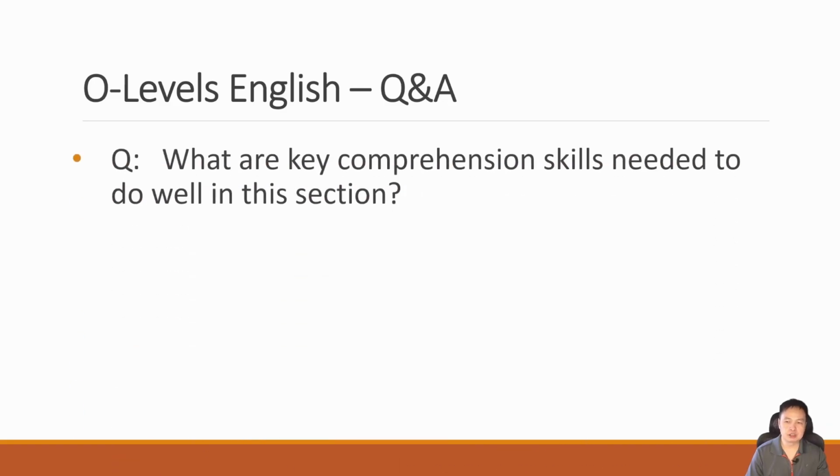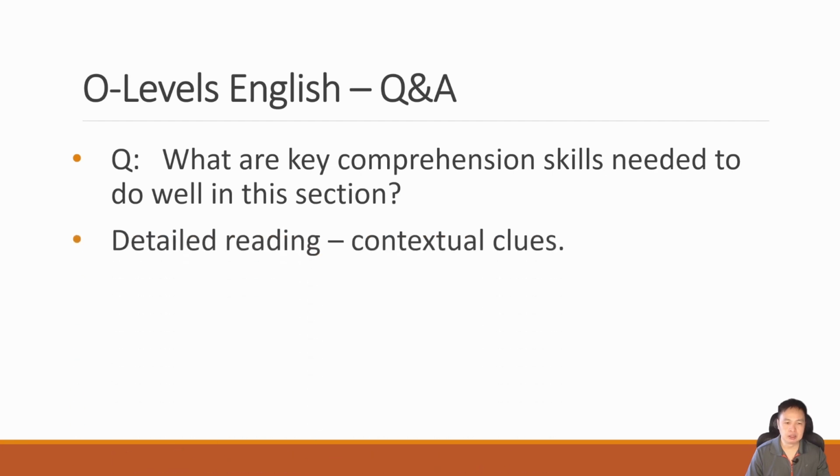What are some key comprehension skills needed to do well in this section? Detailed reading, looking out for contextual clues. I think this is the most important for all the sections, right? Because a lot of times in the story itself, they do not tell you directly what's the main message. So students need to make their own educated guesses based on contextual clues. Sometimes these will come across in inferential questions, right? And we'll come back to that later. So this is one of the essential skills. Paraphrasing is another one, because a lot of times you need to explain certain phrases and paraphrase certain keywords.